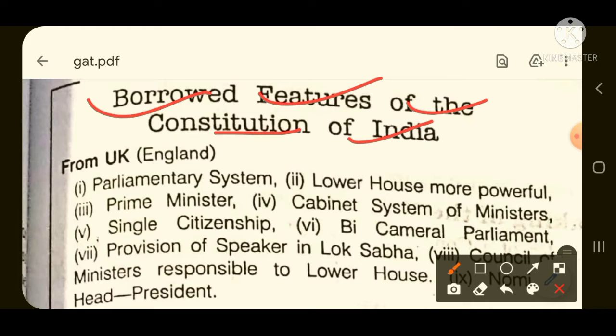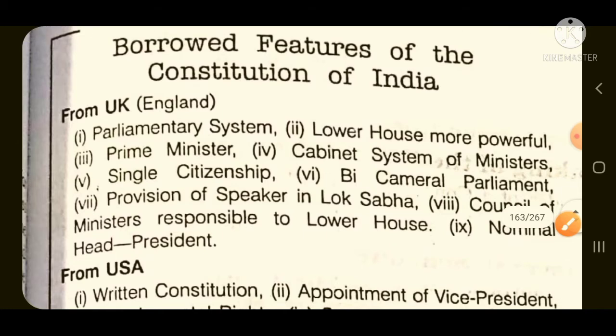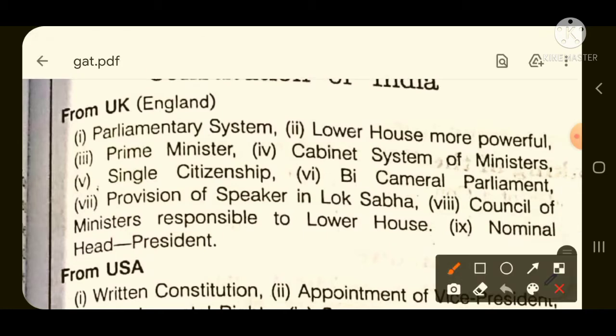We are considered the largest democracy in the entire world. Our constitution is the lengthiest constitution in the entire world, and we have a lot of articles, schedules and parts. So we are going to study only the important features and from which country that feature is taken. So the first one is from UK. UK means United Kingdom, England.